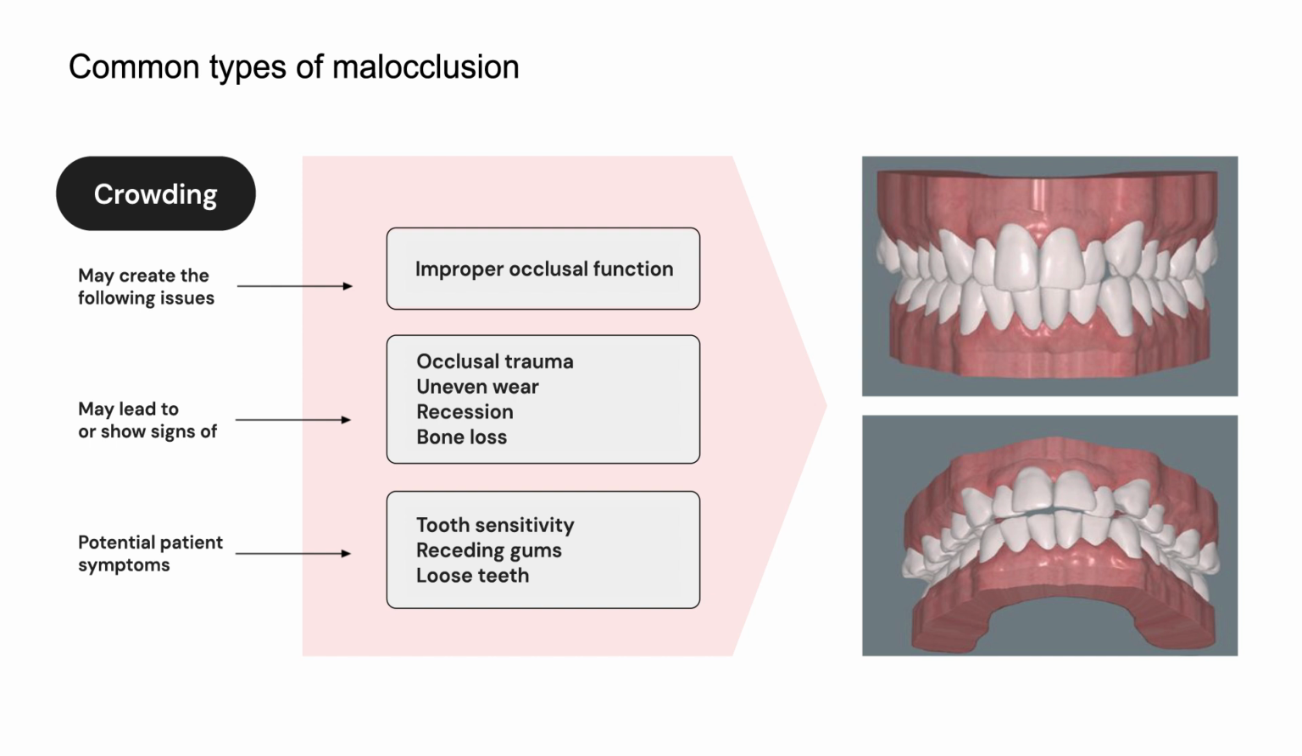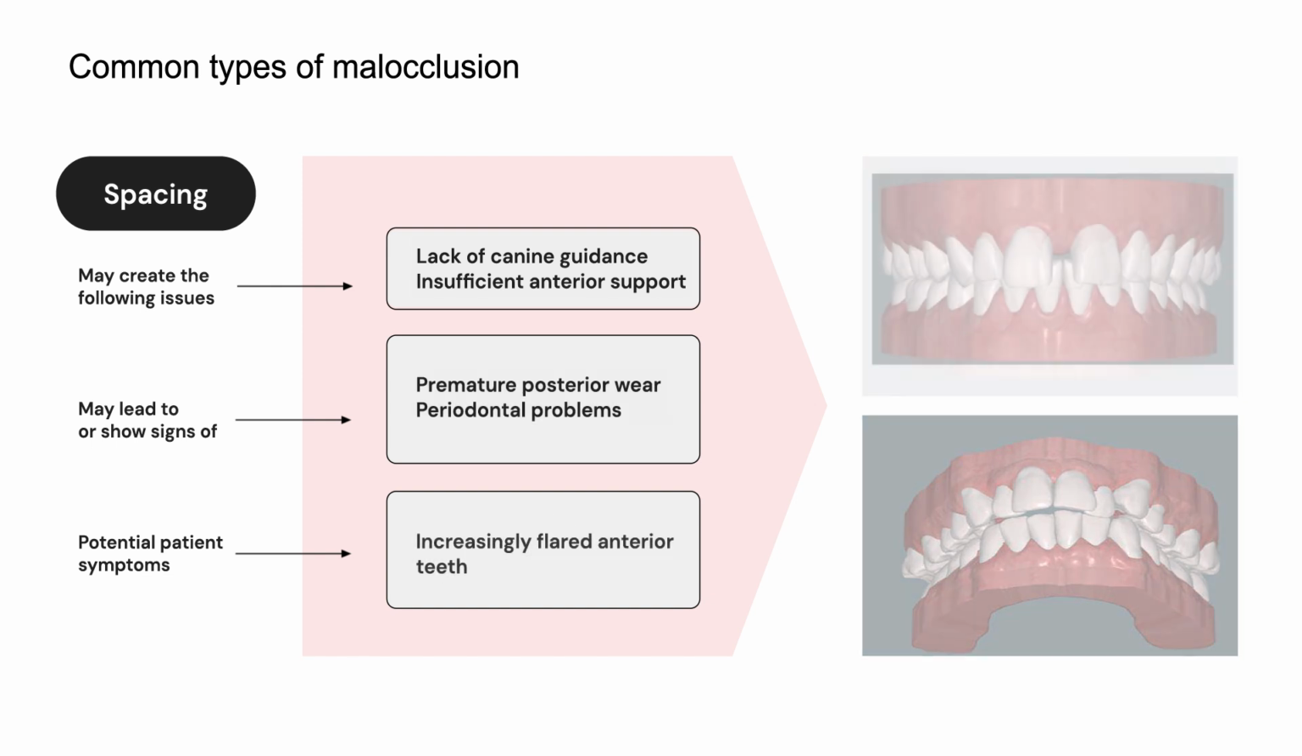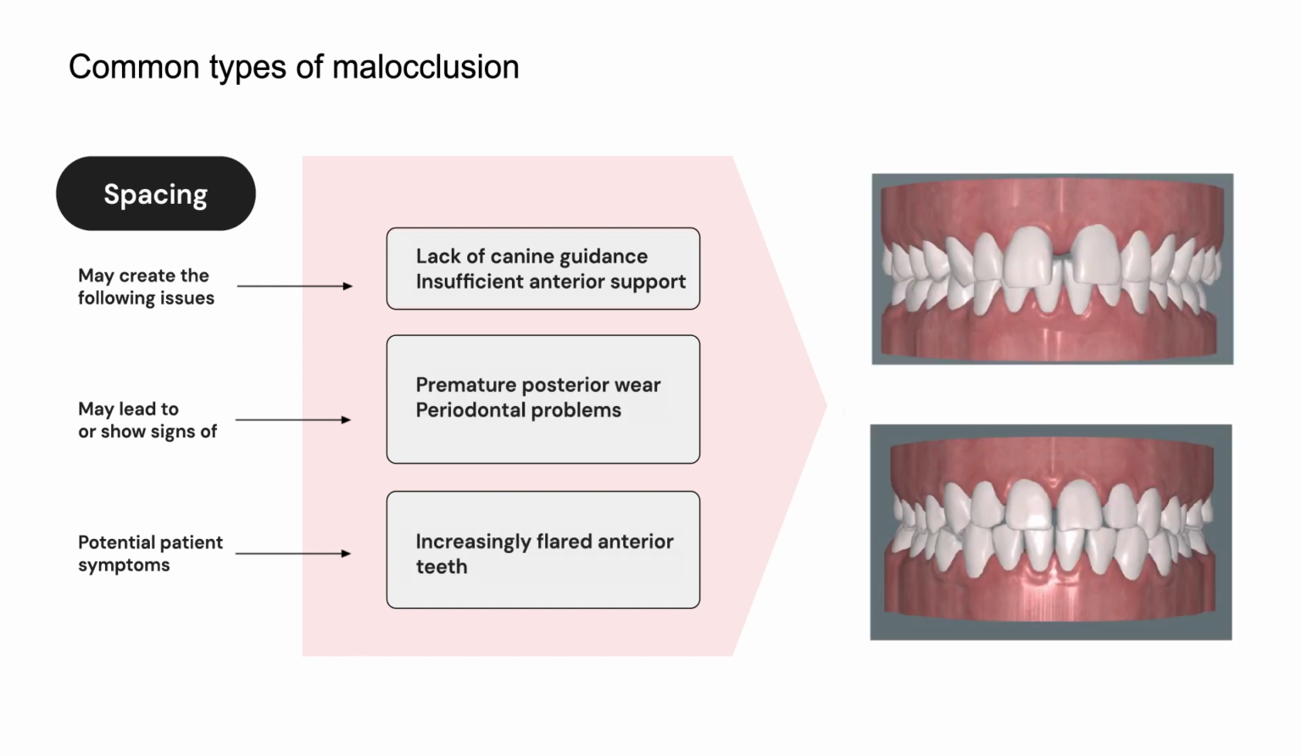And it leads to the symptoms of sensitivity to hot and cold, rough edges, right? Teeth that actually can become loose and gums that recede, all associated with crowding, which is going to be one of the most common. Now, the next one that we're going to see, probably the most of, is spacing, right?